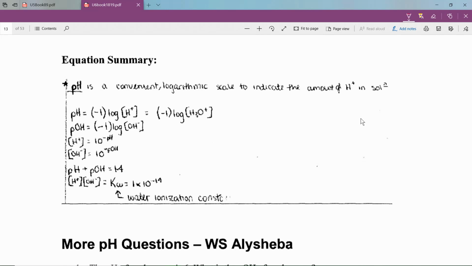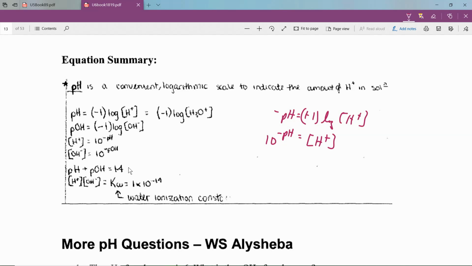Now, if you didn't know how to do that, I got pH is minus 1 times the log of H plus. I multiply both sides by negative 1, and then take the inverse log to the base 10. So I get 10 to the minus pH. The inverse log of log is 1, so H plus is 10 to the minus pH. Consider the same story for OH minus, 10 to the minus pOH. And then pH plus pOH equals 14. And H plus times OH minus equals KW equals 1 by 10 to the minus 14.